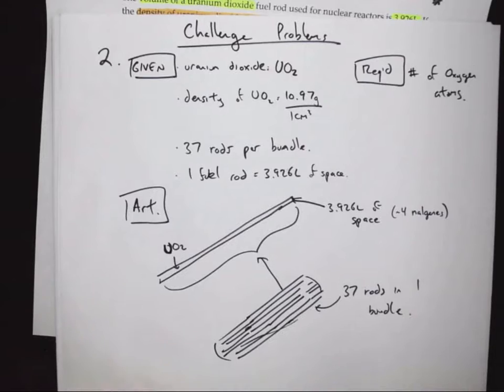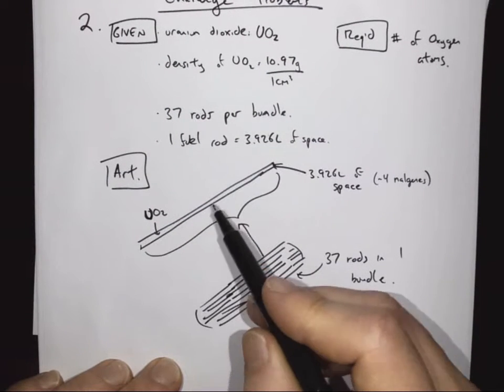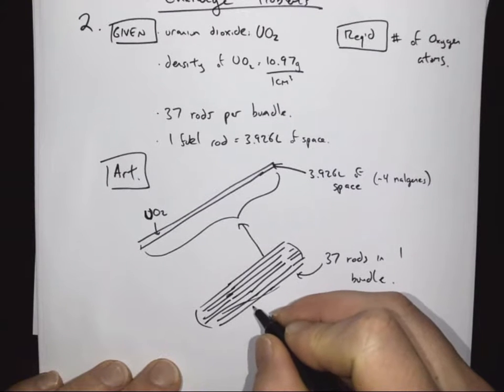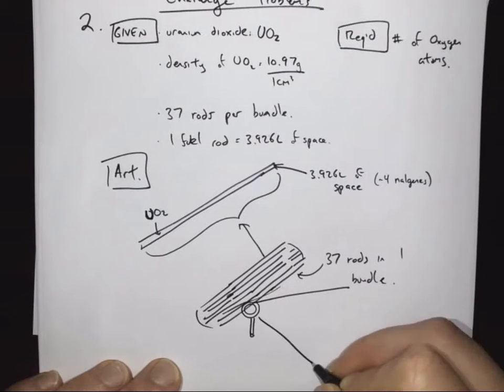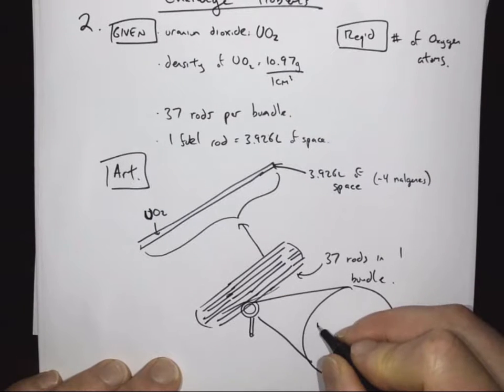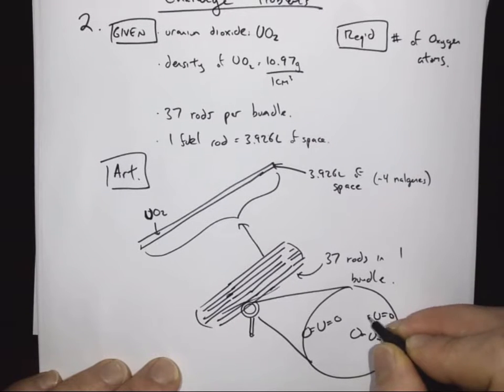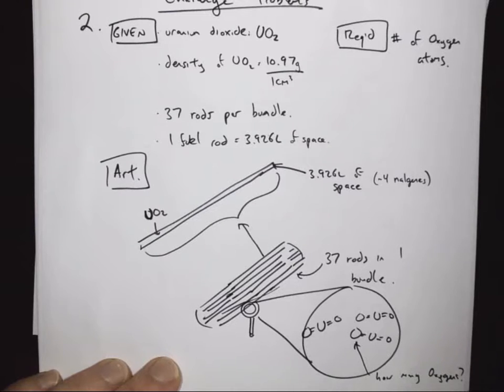So, okay, great. And the question is, how many individual oxygen atoms are there in all this stuff, right? So what I want to do is take a magnifying glass, right? And look at that and say, okay, if this is a uranium dioxide here, and there's a uranium dioxide here, and uranium dioxide here, you know, how many oxygens?